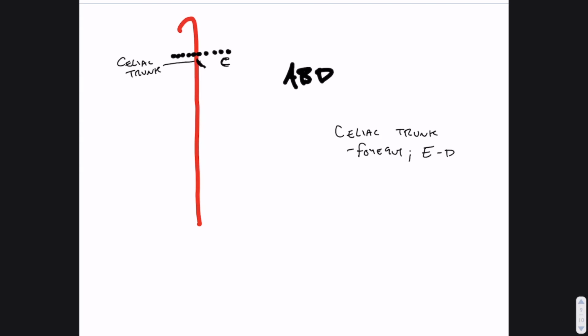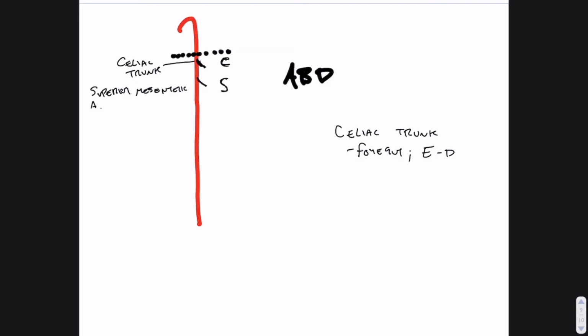The next vessel we have, I'm just going to illustrate like this, starts with an S. This is called our superior mesenteric artery.